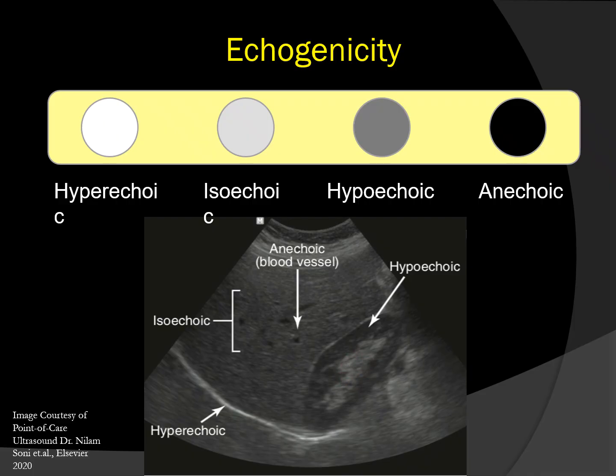So here we have a shot of a coronal abdominal image using a curved linear array, and we identified structures: our hyperechoic diaphragm, our isoechoic liver, our hypoechoic renal cortex, and running through the liver are our anechoic structures, which are our hepatic veins.